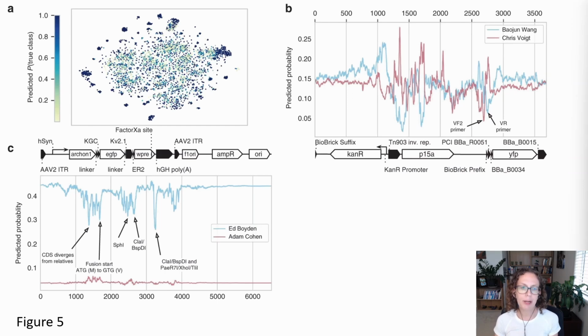They're doing similar work. And then for 5C, they took a plasmid from the Edward Boyden lab that was not included in their data set, and they deleted some of the restriction sites in it. Restriction sites can often be a hallmark for a lab group, and they showed how deleting these signature restriction sites really decreased the probability.